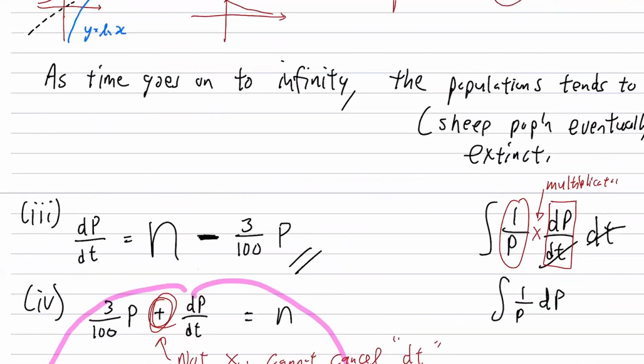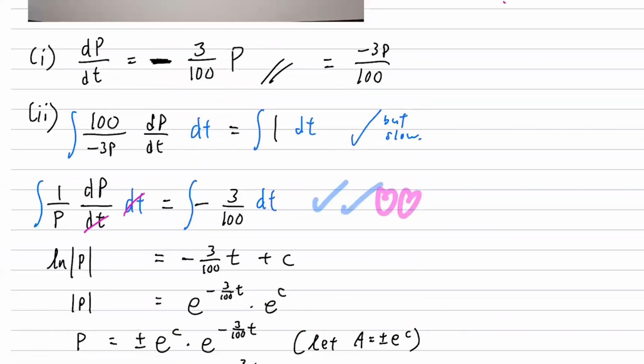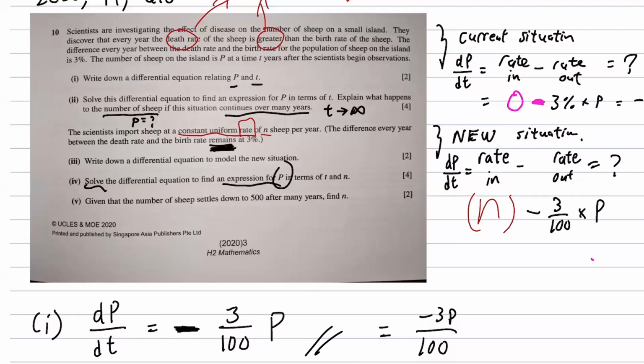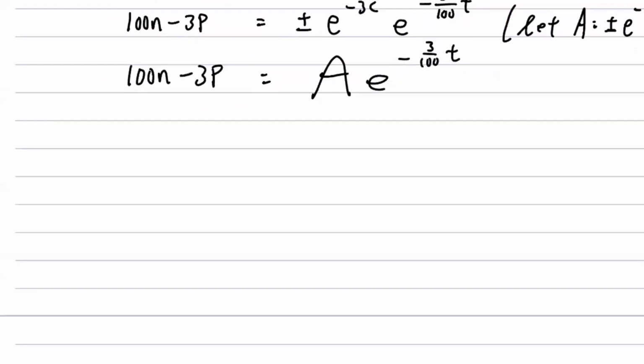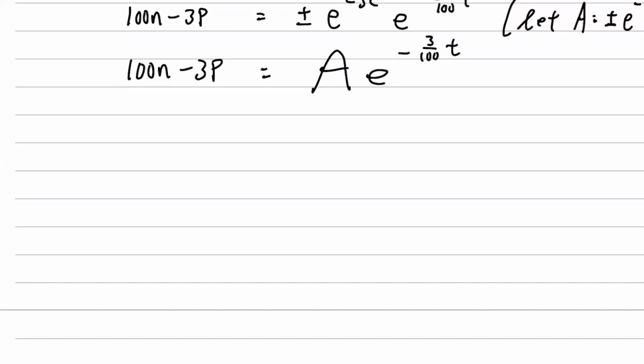Solve the differential equation, find an expression for p in terms of t and n. So we also need to solve for p. Make p the subject. How? 200n plus a e to the power of -3/100 t equals 3p. Do you say 100n plus or minus? I say 100n minus a e, equals positive 3p. Correct?